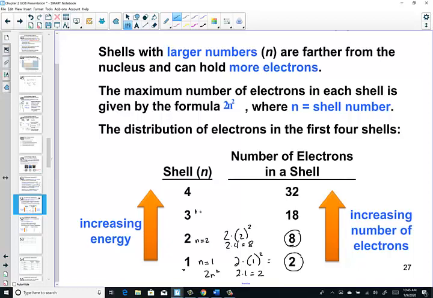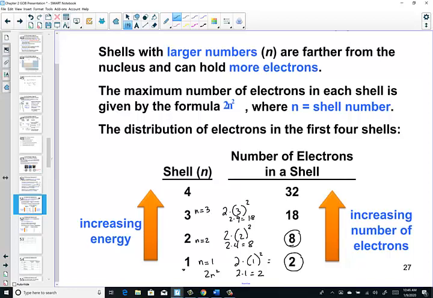If n equals 3, 2 times 3 squared can be used to calculate the maximum number of electrons that can be found in each shell, each principal energy level. 3 squared is 9, so 2 times 9 gives me 18.